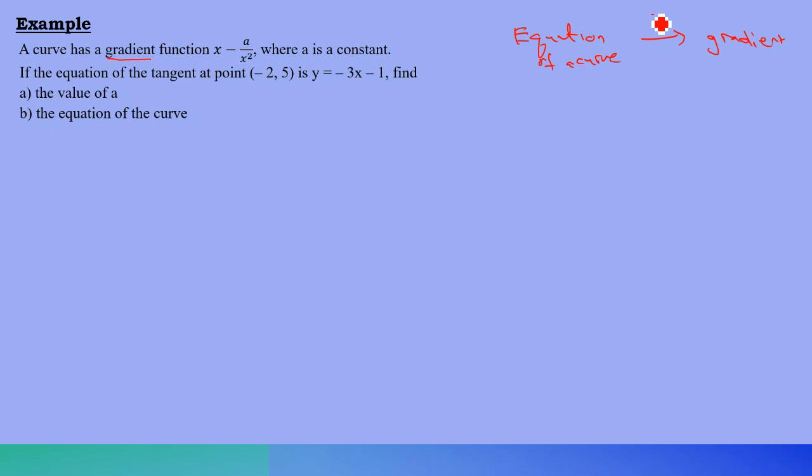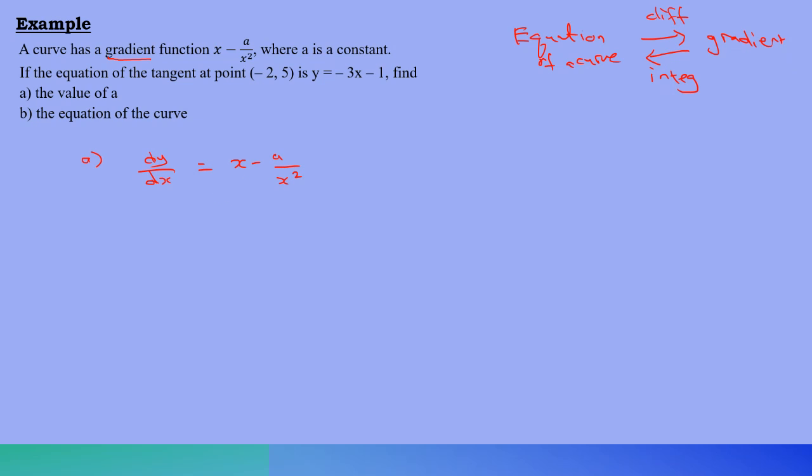So this is found using differentiation, but integration is the opposite. Your gradient is given, you're asked to find the equation. So the question can be asked in either way: either given equation, find gradient, or given gradient, find equation. So in this question, your gradient is given. Your dy/dx is given as (x minus a) over x squared.